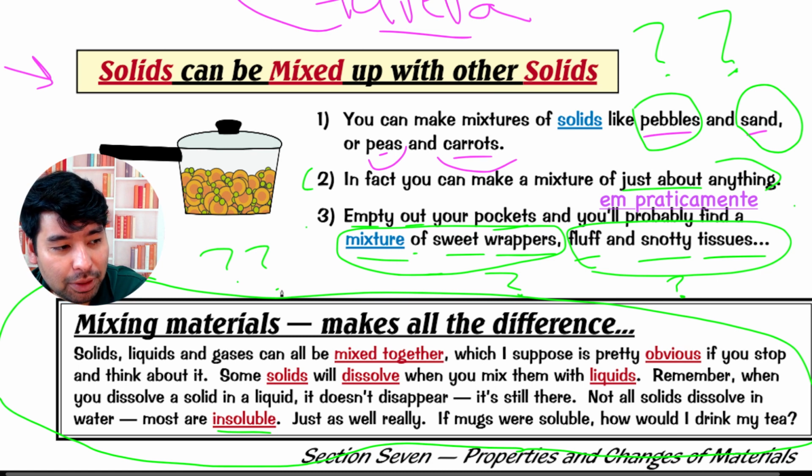I'm gonna read one more time. Just listen to that and pay attention to the pronunciation, just to make it easier for you. So again, the title: mixing materials makes all the difference. Solids, liquids, and gases can all be mixed together, which I suppose is pretty obvious if you stop and think about it. Some solids will dissolve when you mix them with liquids. Remember, when you dissolve a solid in a liquid, it doesn't disappear. It is still there. Not all solids dissolve in water. Most are insoluble. Just as well, really. If mugs were soluble, how would I drink my tea?